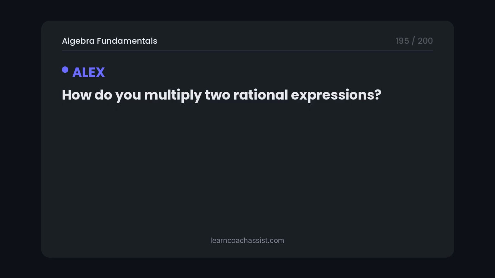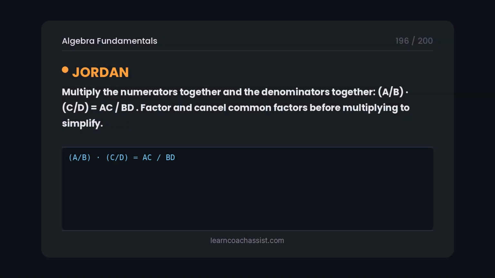How do you multiply two rational expressions? Multiply the numerators together and the denominators together: (A/B)(C/D) equals AC/BD. Factor and cancel common factors before multiplying to simplify.